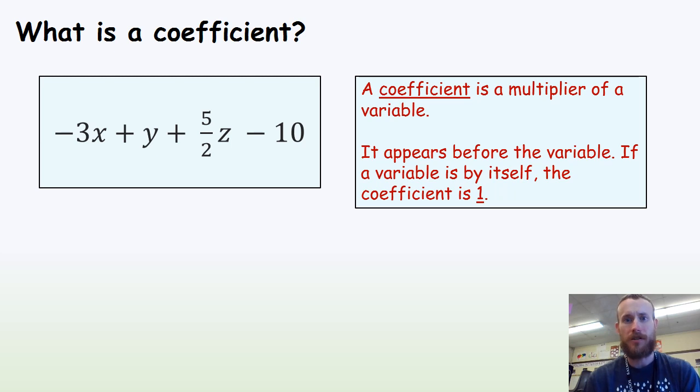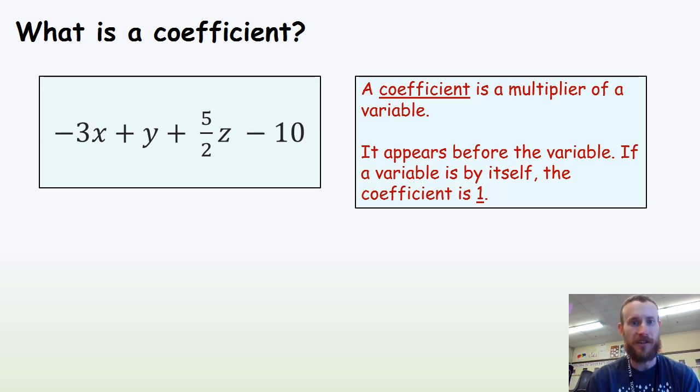So the other thing that we say is in an expression is pretty important is the coefficient. That's a multiplier. Coefficients are usually the numbers we see in the variable terms. So it appears before the variable. And if a variable is kind of just by itself and we don't see a number right next to it, then the coefficient is 1.